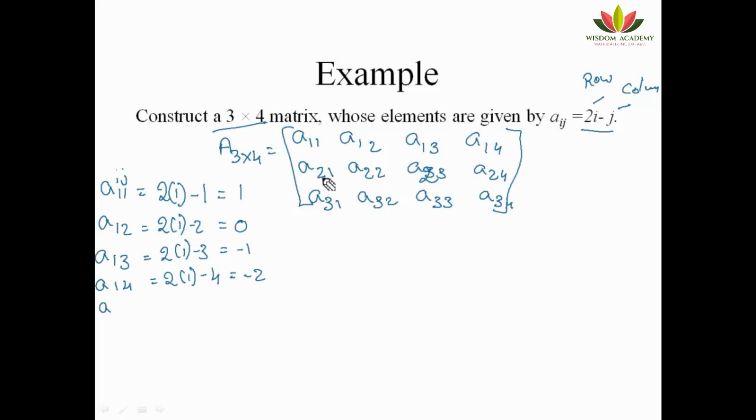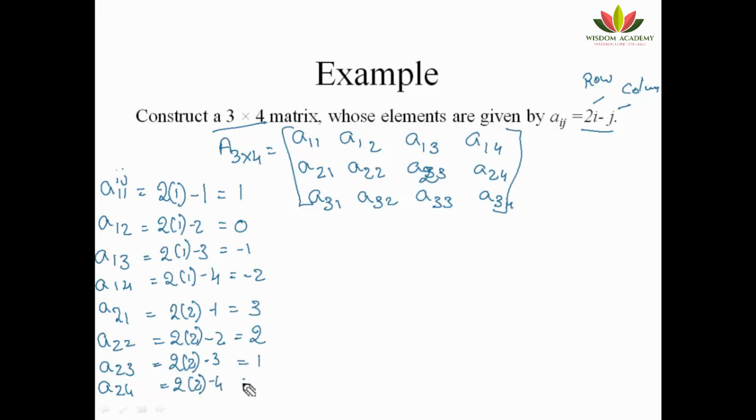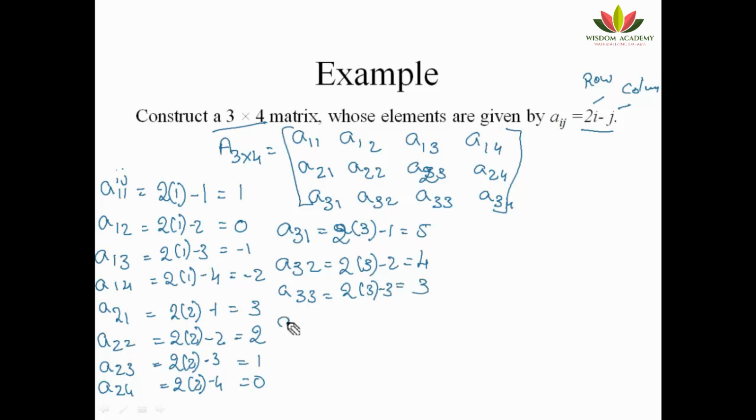A14 finished. Now I want to go for the second row, that is A21. A21 will be 2 into 2 minus 1, which is equal to 3, right? Similarly, A22 will be equal to 2 into 2 minus 2, which is 4 minus 2, that is 2. Similarly, A23 can be written as 2 into 2 minus 3, that is 1. A24 can be written as 2 into 2 minus 4, which is equal to 0. Okay, then we are going for the third row, that is A31, which can be written as 2 into 3 minus 1, so 2 3s are 6, 6 minus 1, 5. Similarly, A32 can be written as 2 into 3 minus 2, which is 4. A33 can be written as 2 into 3 minus 3, which is equal to 3. A34 can be written as 2 into 3 minus 4, which is equal to 2.